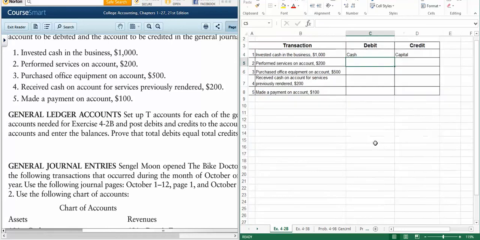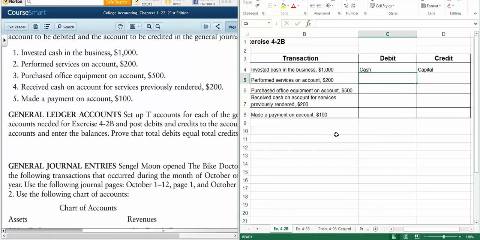Let me zoom in here for you. When we perform services on account, which means we've done something for our customer, they've promised to pay us, but they haven't paid us yet, we're going to debit our accounts receivable. And then we're going to credit, we need to increase our revenue account. So that is going to be services.